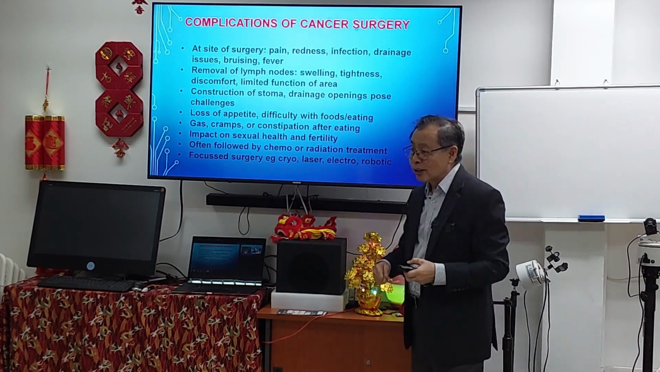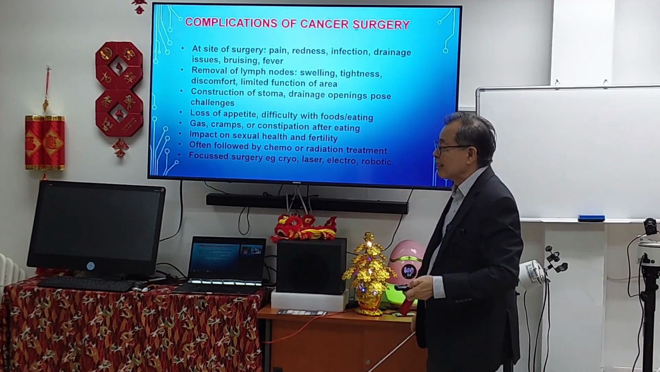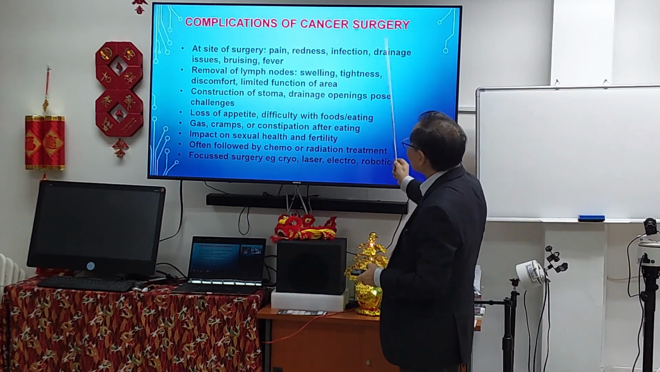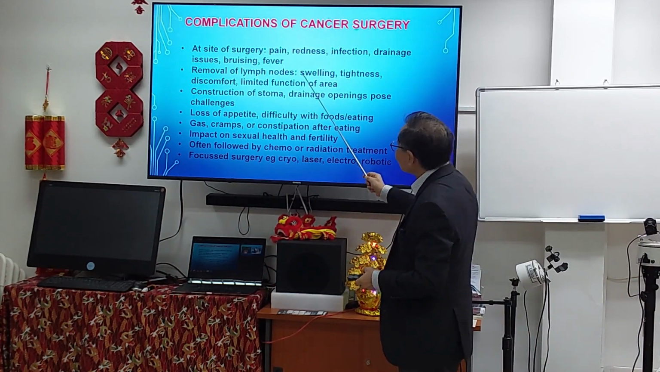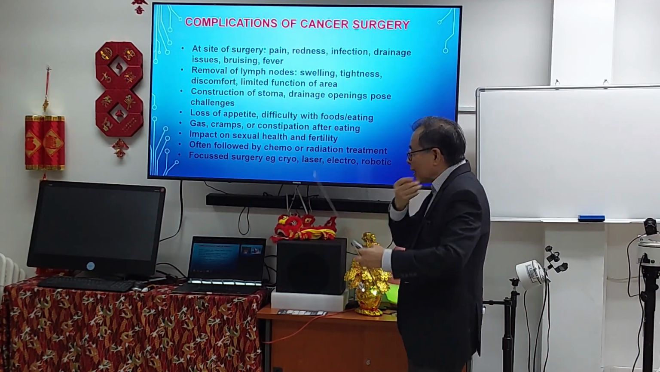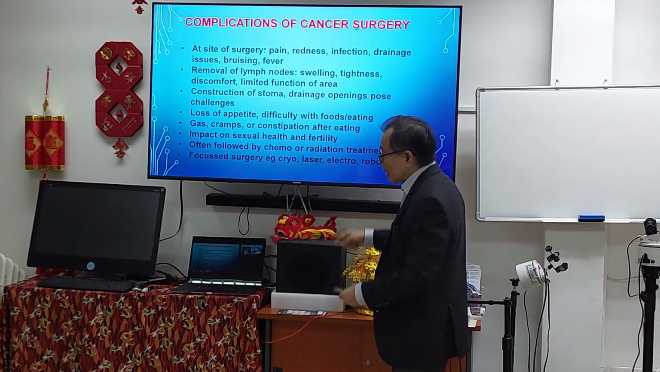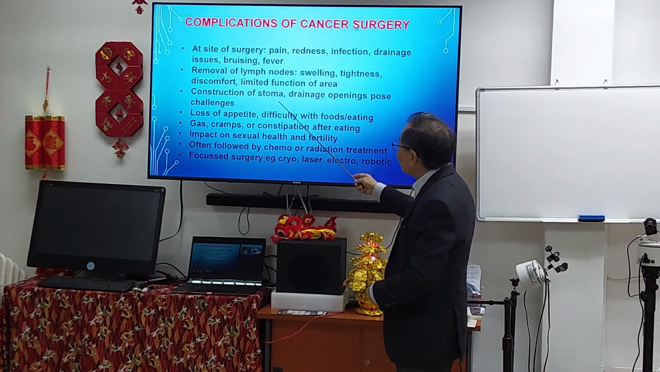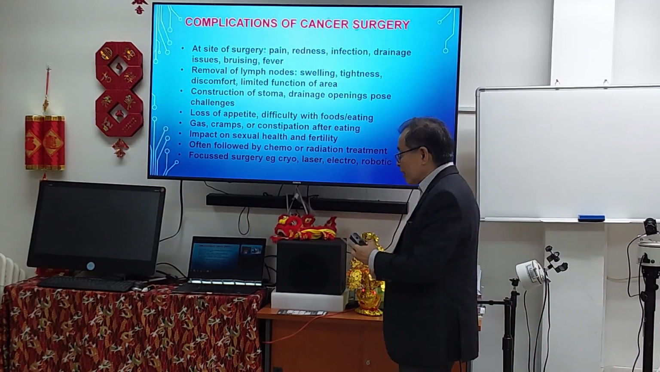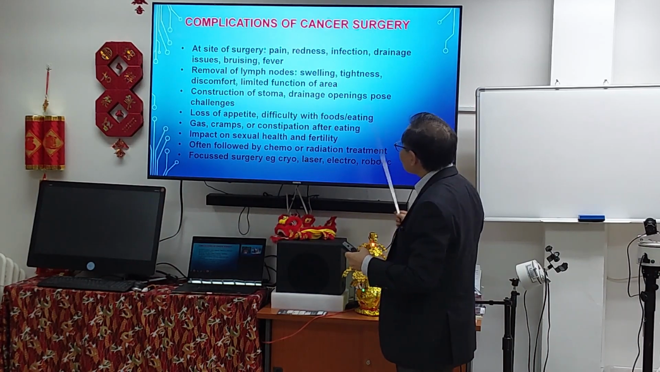So before I talk about the newer techniques of treatment, I want to talk about some of the complications of traditional methods of treatment which some people still go for. Surgery, there's always pain. Surgery, you need to remove the lymph nodes. Let's say you have breast cancer, you will remove the lymph nodes on your neck and in your armpit so that it doesn't spread. And if you have cancer in your abdomen, you may have to construct a stoma, a tube, so that the feces will pass out there. And so you need to keep it clean, you need to drain it at regular intervals and so forth.